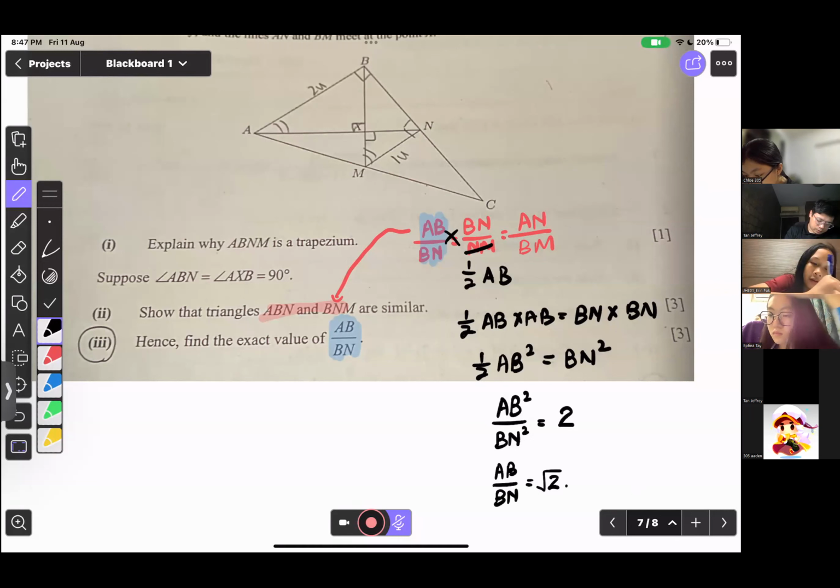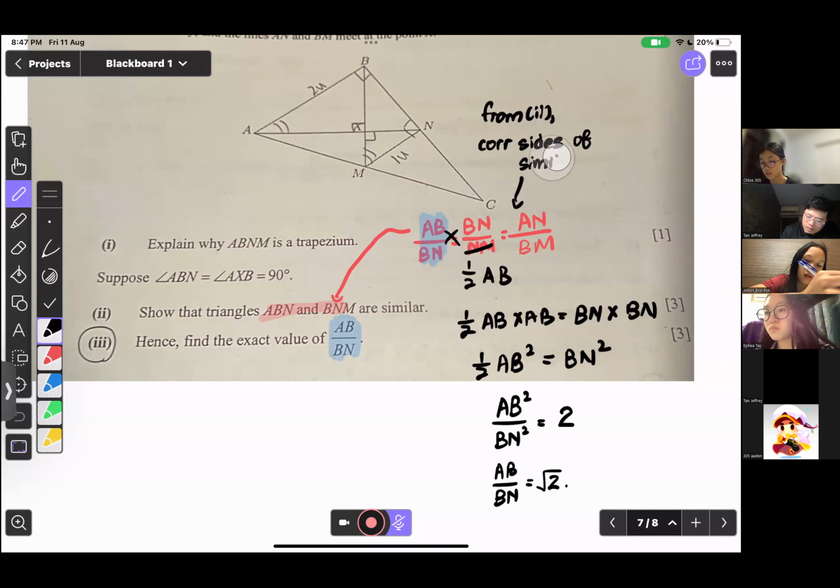So this one basically is from part 2, which is the corresponding sides of similar triangles. They have the same ratio. Okay, I need to write all these out. They have the same ratio.